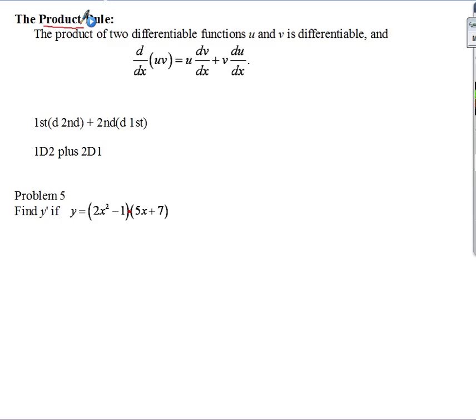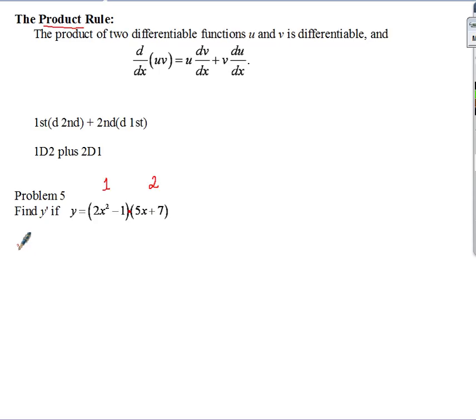So this is saying if we have a product, to find the derivative, it's keep the first function times the derivative of the second function plus the second function times the derivative of the first. And I think if you just watch this example, I'll show you what I'm talking about. So this would be the first function, 2x squared minus 1. 5x plus 7 would be the second, 1 times 2.